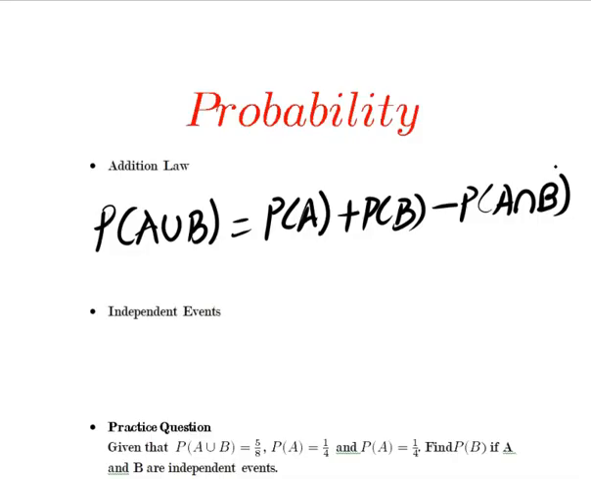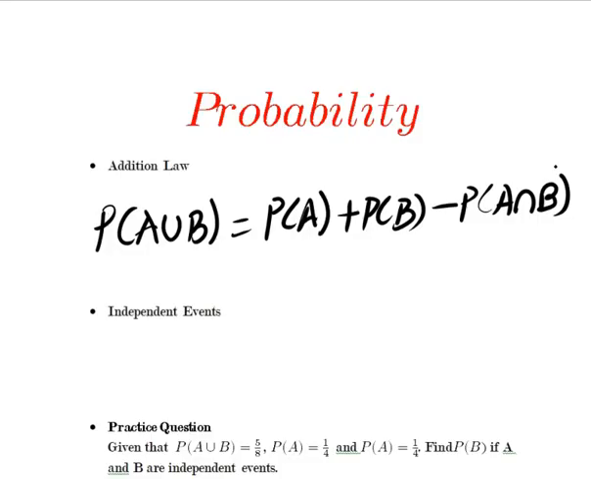And talking about independent events, when is an event said to be independent? An event is said to be independent when the occurrence of one does not depend on the occurrence of the other. Okay? Like, let's say you have red balls and black balls in a bucket. The probability of taking a red ball is independent of the probability of taking a black ball.